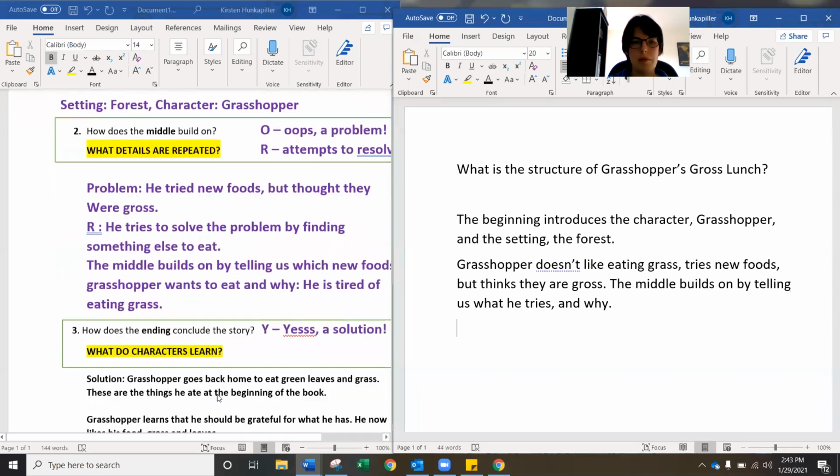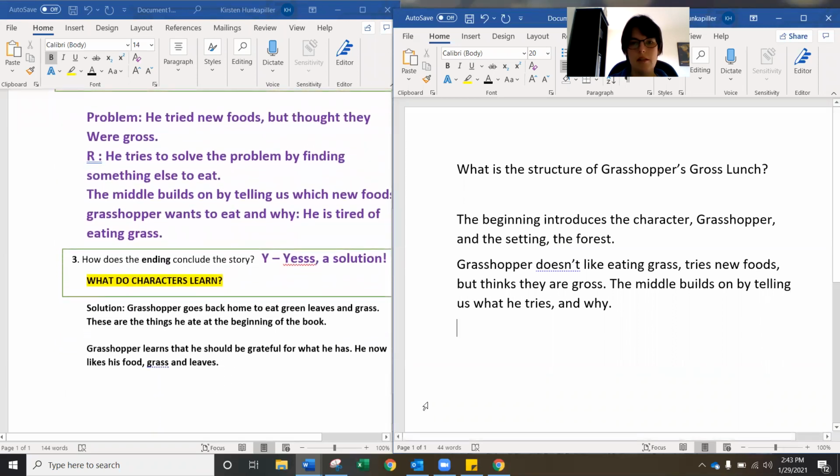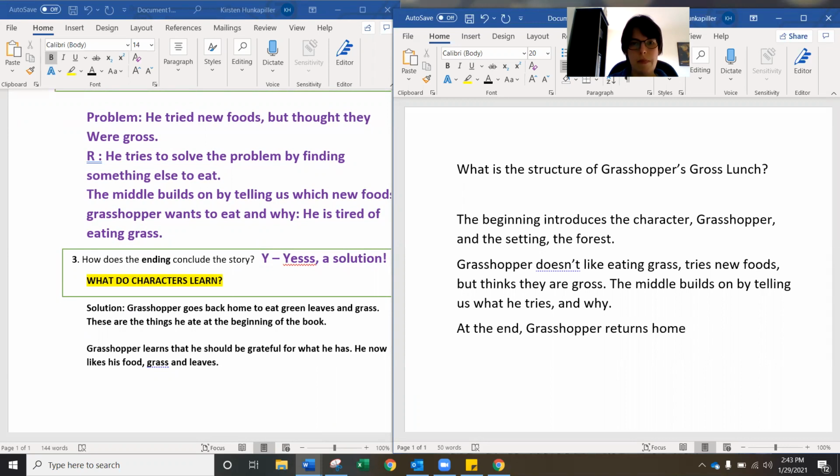Now, how is the problem solved and what happens at the end? Well, at the end, Grasshopper returns home to eat grass and leaves. Here's the lesson. He learned he should be thankful for what he has.